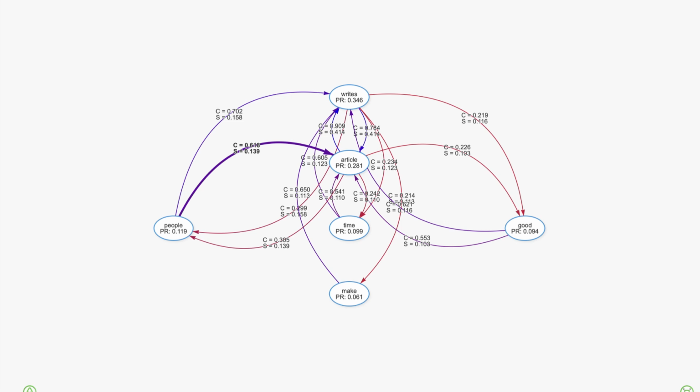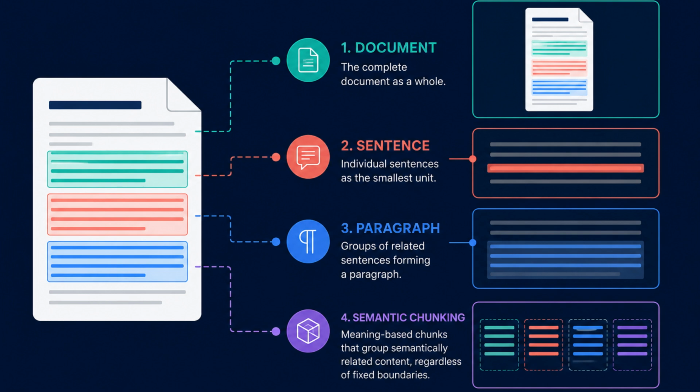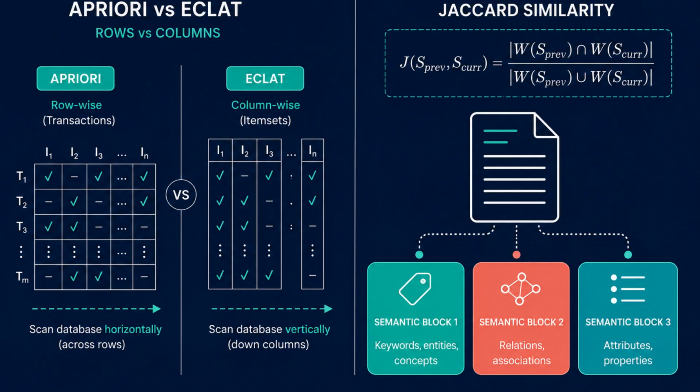But what really cleans up our maps is dynamic granularity. Instead of forcing a whole document into one bucket, you can now define your context window. You can choose document, paragraph, sentence, or our newest feature, semantic chunking.